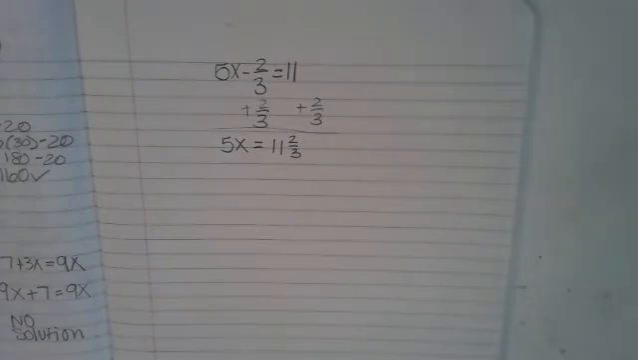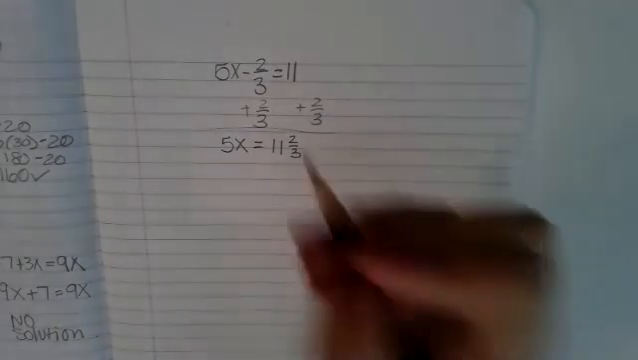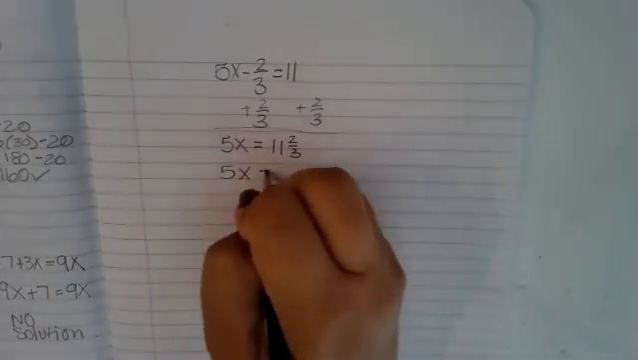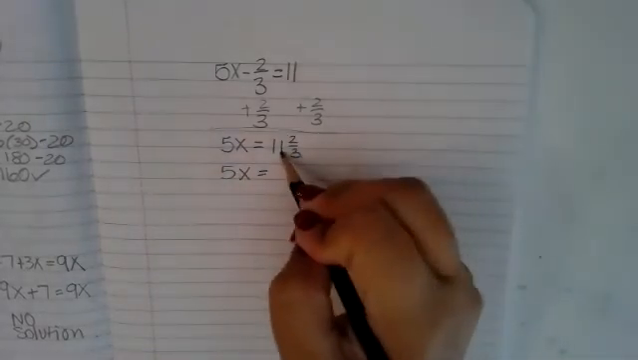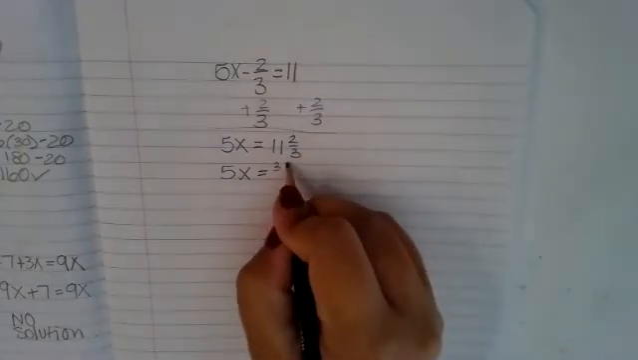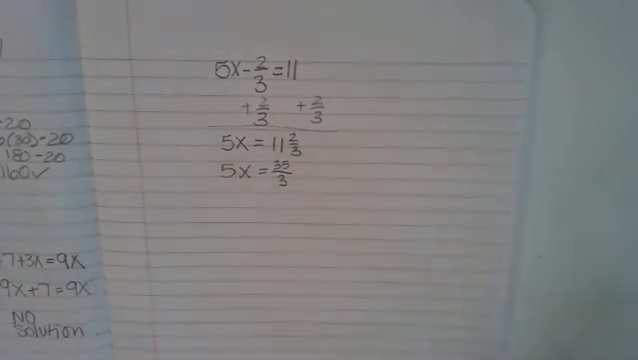Okay, what should I maybe do now? Convert 11 2/3 to an improper fraction. Great. So it'd be easier to divide. Absolutely. So I have 5x is equal to 3 times 11 is 33 plus 2, 35 thirds.